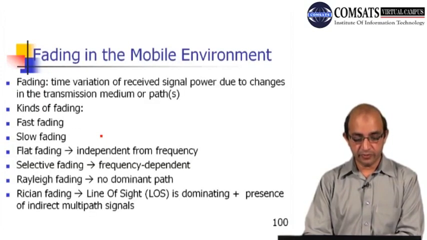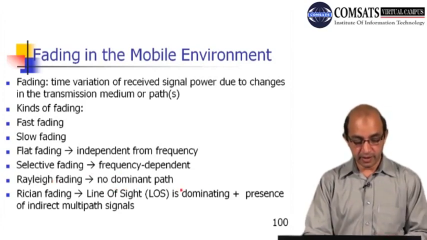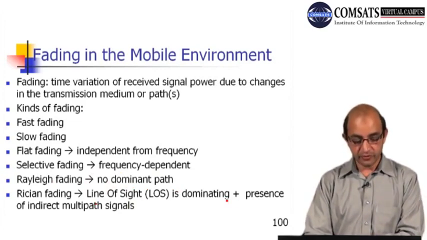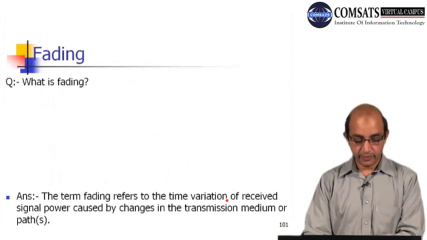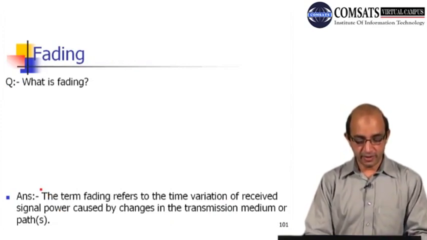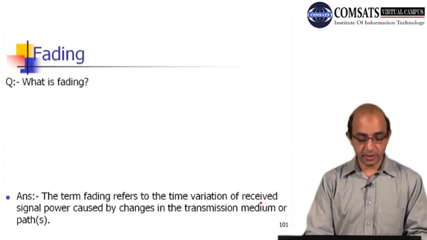And here we have some of the details. Flat fading is independent of frequency; selective fading is frequency dependent fading; Rayleigh fading has no dominant path; and Rician fading has the line of sight dominating, plus the presence of indirect multipath signals. So now we have our answer on fading quickly: the term fading refers to the time variation of received signal power caused by changes in the transmission medium or paths.